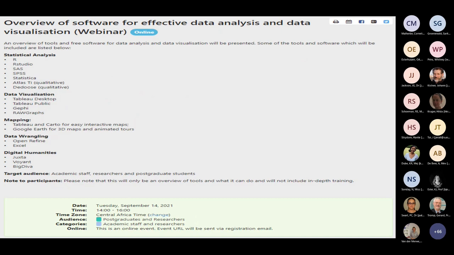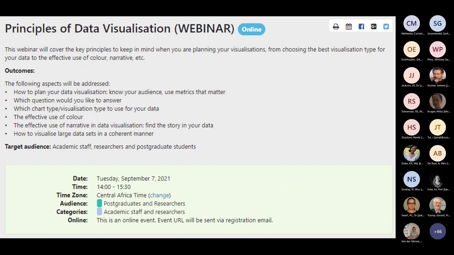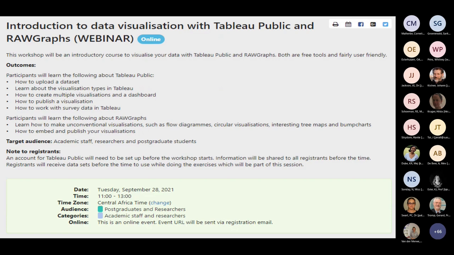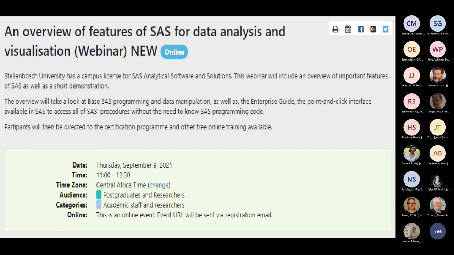The rest of these sessions are not necessarily managed by the Research Data Services Division, but they are certainly affiliated with research data management. The first one is an overview of software for effective data analysis and data visualization. This is presented by my colleague Marie Rue at the library, and it focuses on various statistical tools and data visualizations. And we have principles of data visualization. This is also presented by Marie Rue at the library. And it provides a bit of an insight into the best visualization techniques that researchers can use. The next training session is an introduction to data visualization, specifically through the use of Tableau, the public version, as well as raw graphs. And finally, we have an overview of features of SAS for data analysis and visualization.